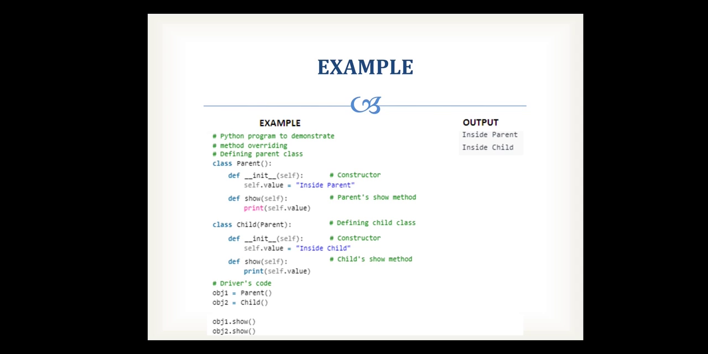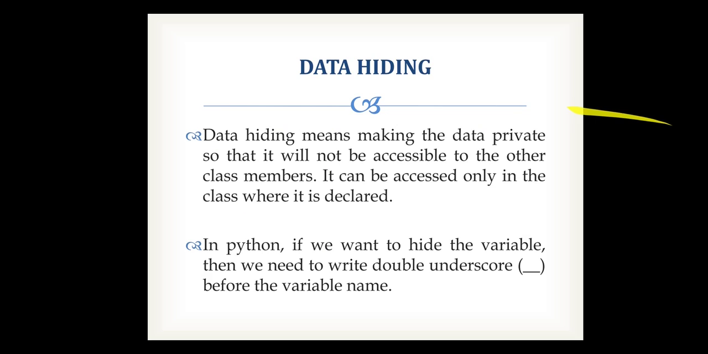When I create object 1 for the parent class and object 2 for the child class, and use the show method, object 1 shows the method of the parent class and object 2 shows the method of the child class. So it is going to directly print "inside the parent" and "inside the child". This way you can achieve method overriding in Python.